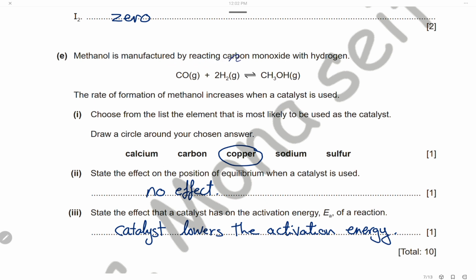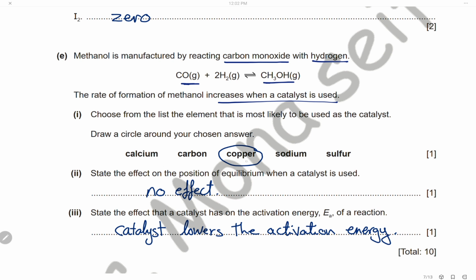Methanol is manufactured by reacting carbon monoxide with hydrogen. As we can see, carbon monoxide with hydrogen produce methanol. The rate of formation of methanol increases when a catalyst is added. Choose one element from the list that is most likely to be used as catalyst. Draw a circle around the chosen answer.